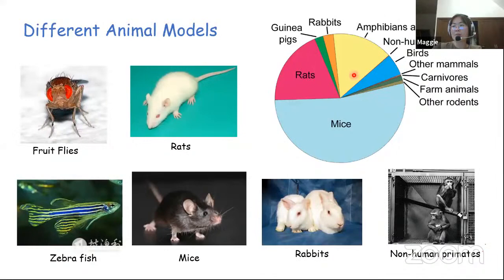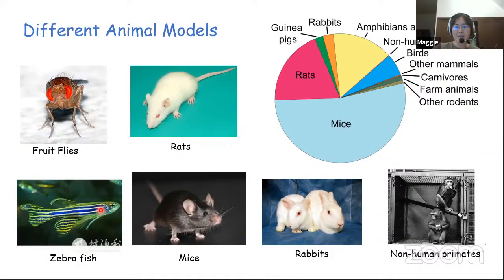Otherwise, some of the labs will use fruit flies. For example, in my university, some of the scientists will use the fruit flies to study the function of the eyes, the development of the eyes. So fruit flies is also a popular model for the study.